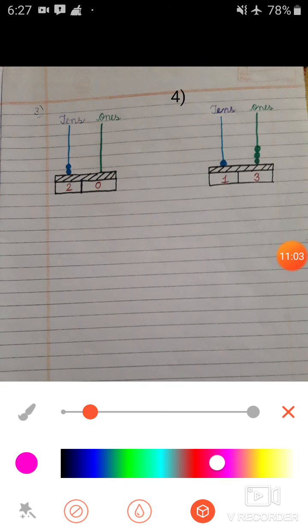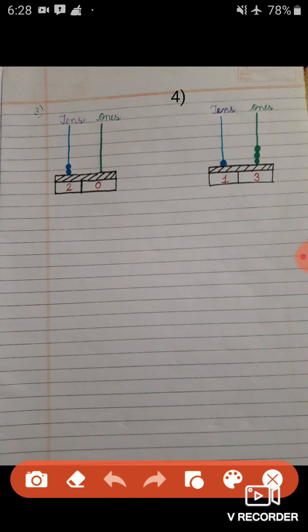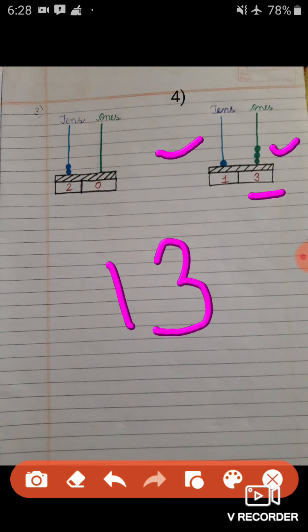Now in the next, in the first spike or tens spike there is one bead, it means 1 ten, and at the ones place there are 3 beads, it means 3 ones. So 10 plus 3 is equal to 13. So this abacus shows the number 13. You have to write 3 at the ones place and 1 at the tens place.